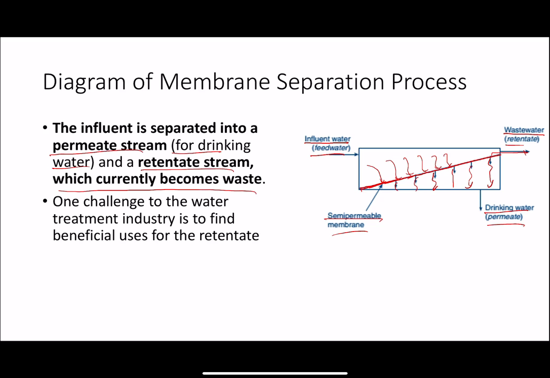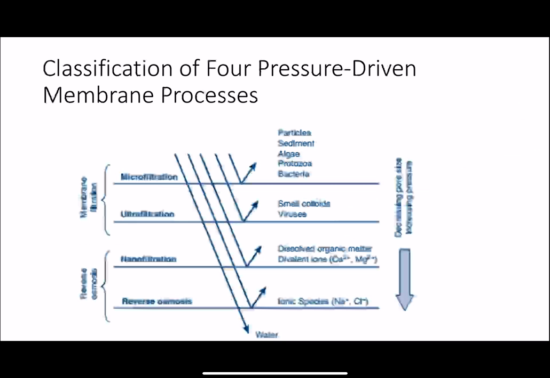One big challenge to the water treatment industry is to find beneficial use of the retentate. This is a big problem. At the end, where are they going to send it? Because here, there is a high concentration of organics, inorganics, and microbial life. Where are you going to send it? And of course, in this graph, you can see the classification of 4 pressure-driven membrane processes, for example the membrane filtration and the reverse osmosis.